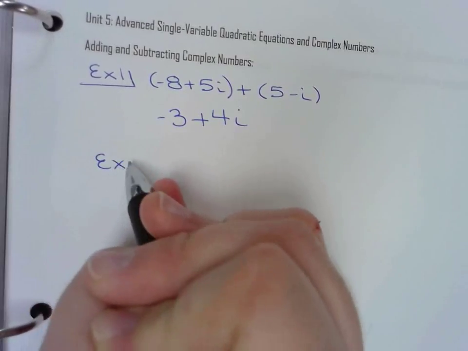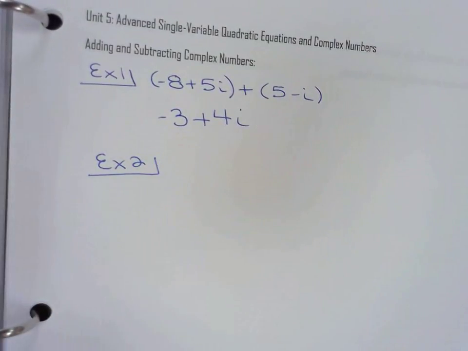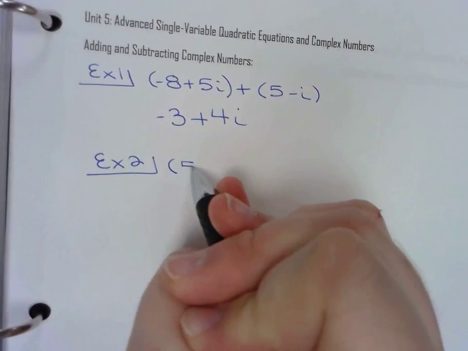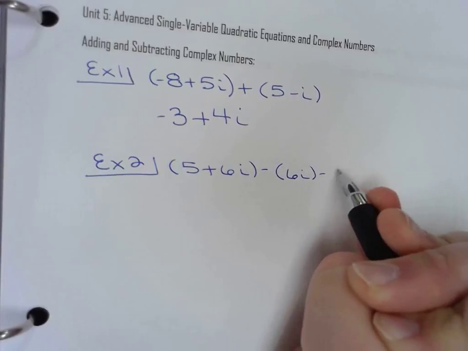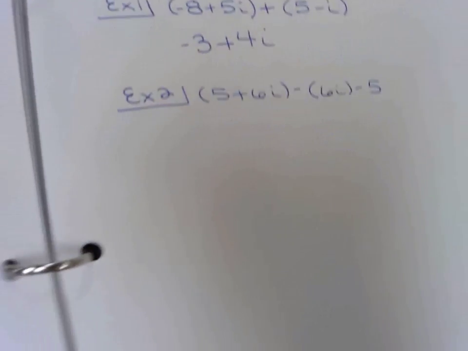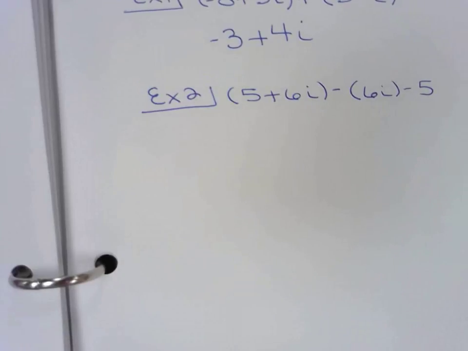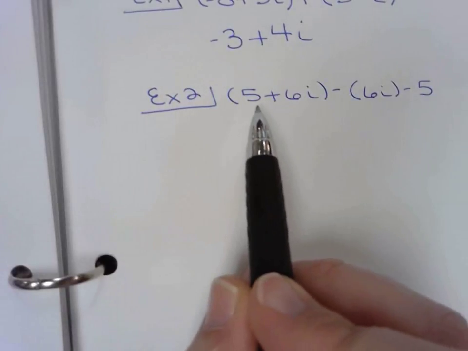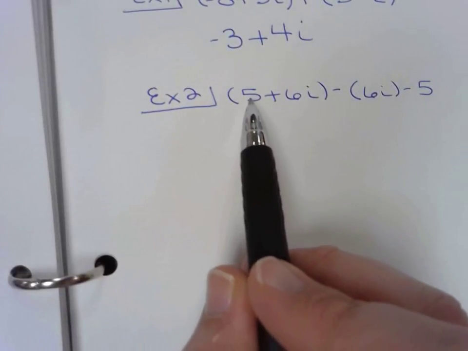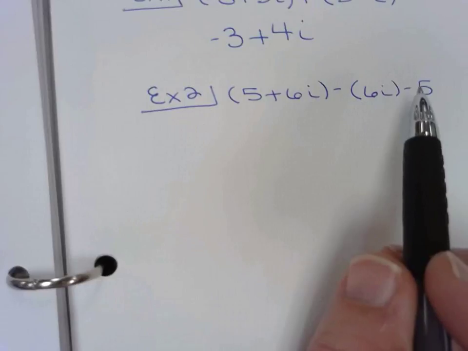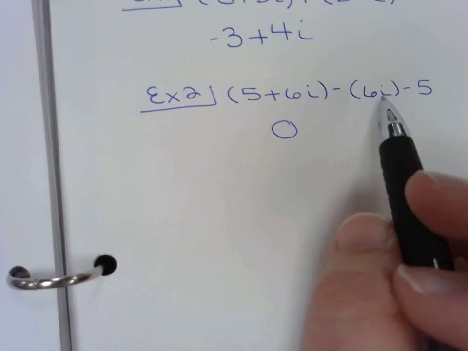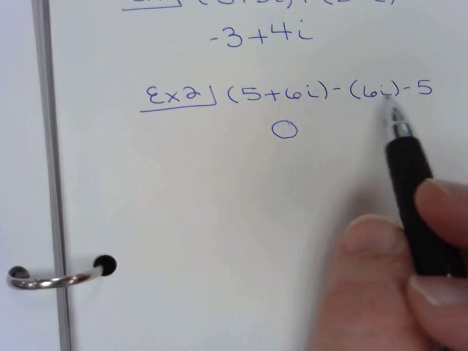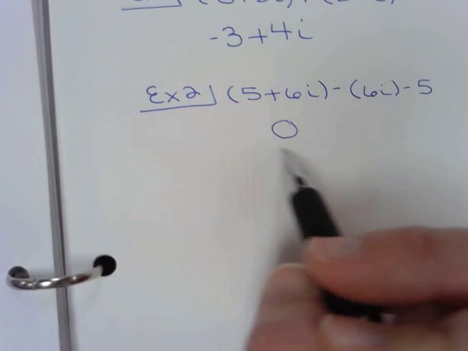Okay, what if I have one like this? 5 plus 6i minus 6i minus 5. So you go through and you basically combine like terms. You combine your real parts together. You combine your imaginary parts together. So if I combine my real parts, real always comes first. 5 minus 5, 0. And then 6i minus 6i is also just 0. You don't put 0i because that just is gone. So your answer is just 0.